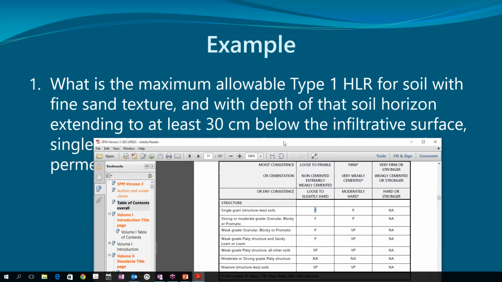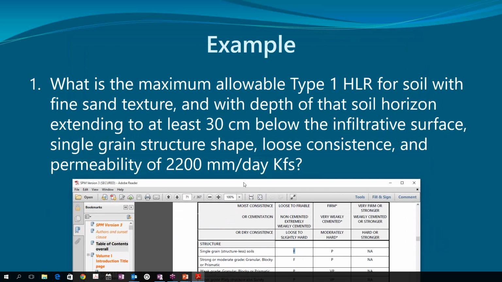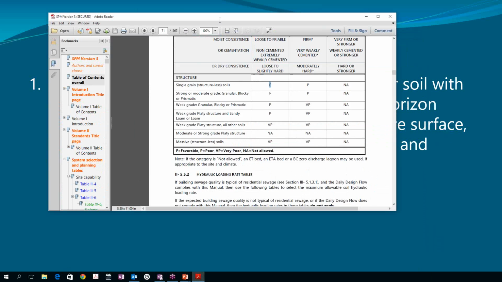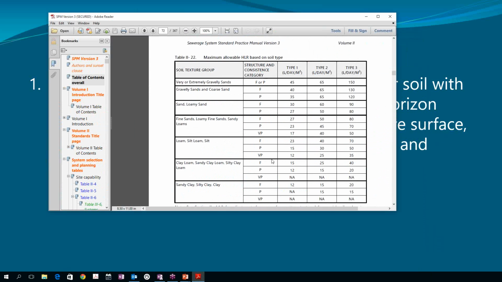Then we go to the reason the question says extending to at least 30 centimeters below the infiltrative surface: that's the relevant soil for HLR selection. We talked about that. If it was LLR, it would be the soil down by the limiting condition. So single grain structure, loose consistence, permeability. Now we have our two-pronged approach, if you like, our two different tables.